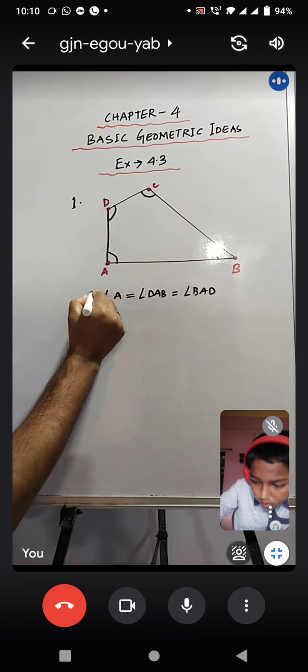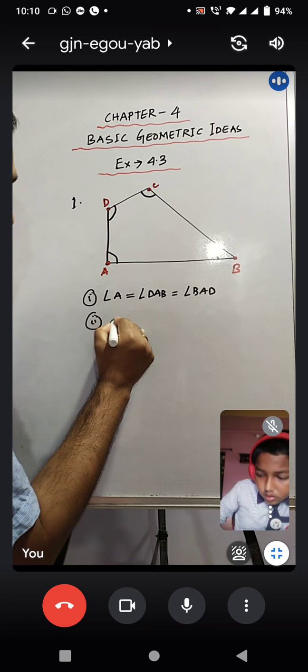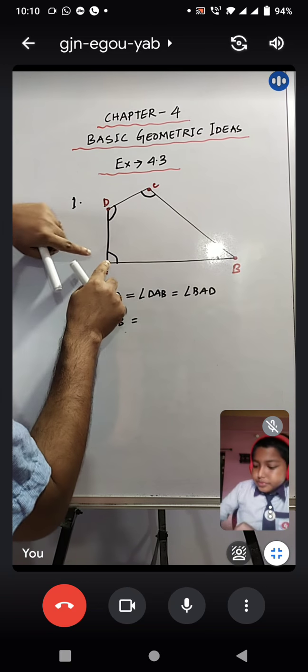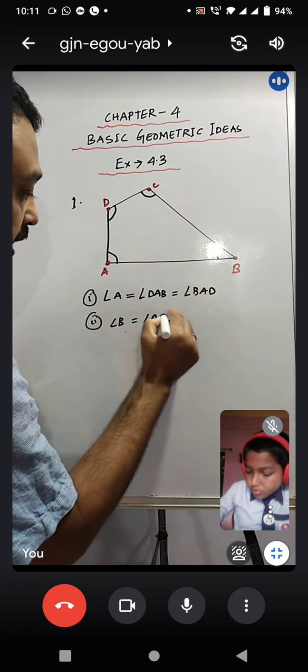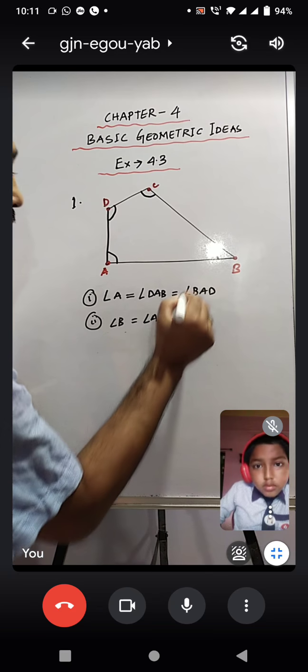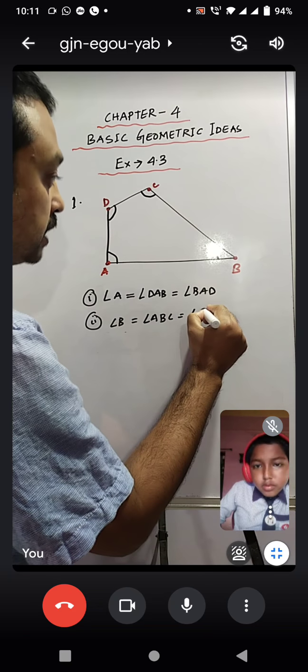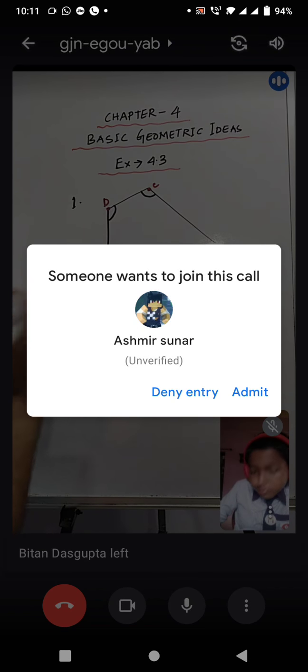Now number 2, we will go with this angle B. We can simply write angle B, or in place of B we can write ABC if you are starting from this side. If you are starting from this side, then you will say CBA. So these are all the possible ways that you can write angle B.